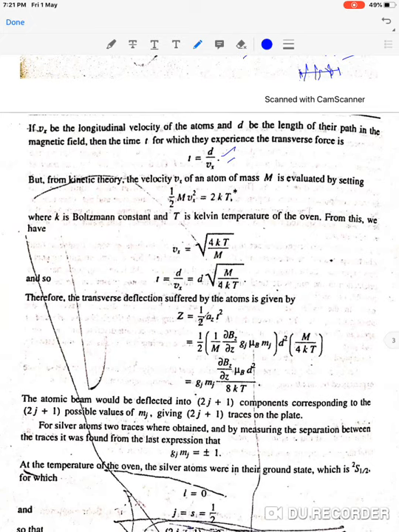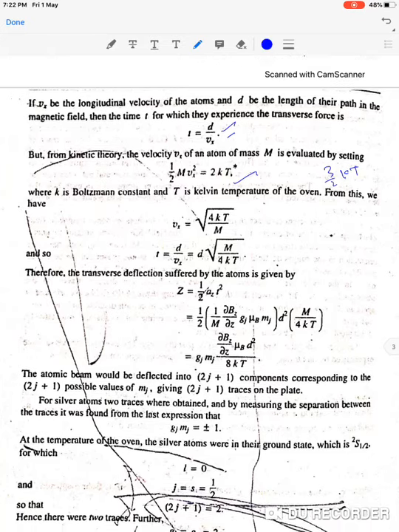But from kinetic energy, the velocity Vx of an atom of mass m is calculated by setting half m Vx squared equal to 2kT. Now by kinetic theory, hydrogen atoms in the oven have kinetic energy 3 by 2 kT, right? But the atoms emitted in the beam have kinetic energy 2kT, because the more energetic atoms hit the wall of the oven more frequently and hence have a higher probability of falling on the hole in the wall through which the beam is emitted.